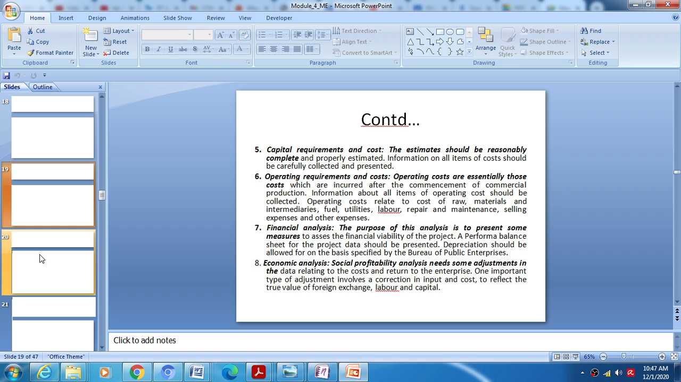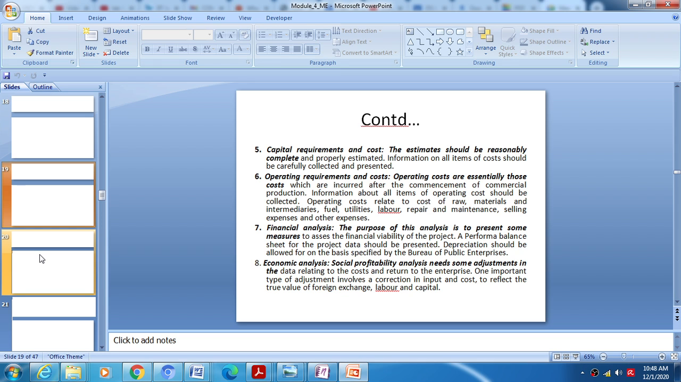The next one is capital requirement and cost. The estimate should be reasonably complete and properly estimated. Information on all items of cost should be carefully collected and presented. So capital requirement: why do you require the money? Where are you investing the money, or where are you trying to spend the money? Are you going to spend the money on the machinery, on the manpower, on the labor? And if yes, in what quantities are you spending it? So that all needs to be mentioned.